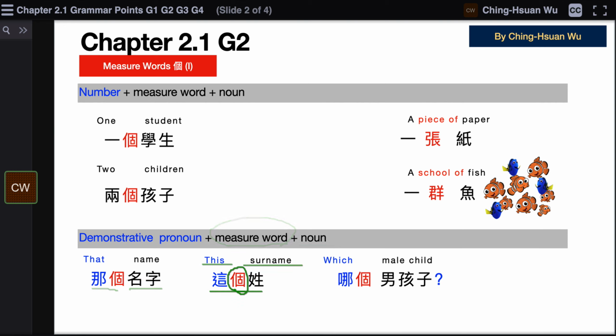The measure word 个 is required. When we talk about 名字 or 姓, these two nouns, 个 is what we usually use. Next one, which male child? 哪个男孩子? Again, in English, you don't need anything here, but in Chinese, you need a measure word 个. Again, 男孩子 or 孩子 or 学生. When we use these nouns, usually we use 个 to describe them.